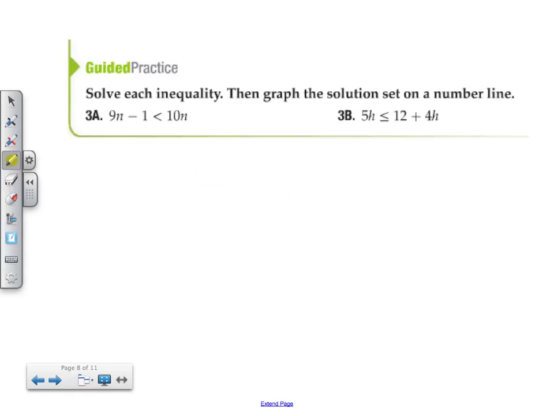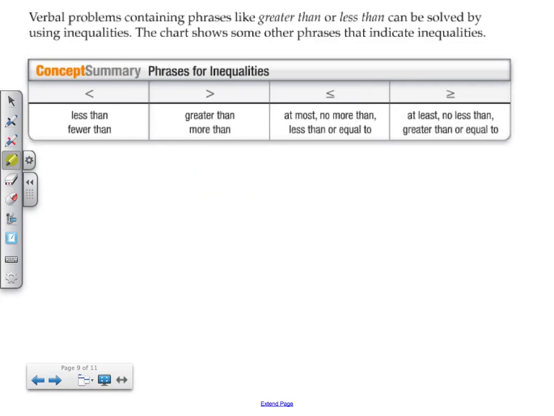Okay, here are two practice problems for you. If you want to go ahead and do those, pause the video and start it back up when you're done. All right. Here's a chart. You guys have written this chart before, but I just wanted to throw it up there for you again in case it helps you to remember.